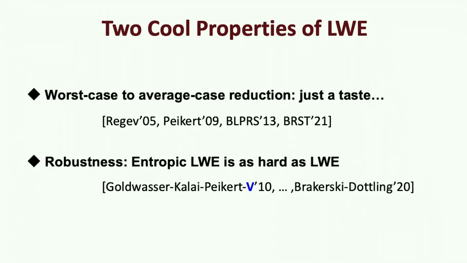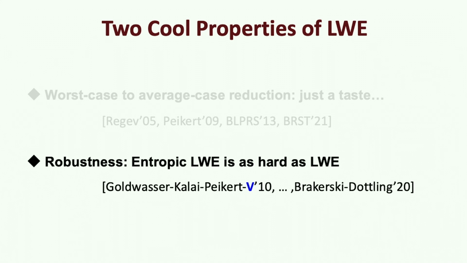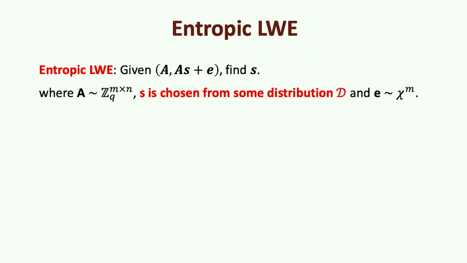Okay, number 2, I have 7 minutes. Let me end by showing you the robustness property of LWE, which is what I stated before: take LWE and change the secret distribution to whatever you want, as long as it has enough min-entropy, and you're good. So here's the problem. The only difference is that S is chosen from some distribution D. The coordinates don't have to be IID or anything, I don't really care.